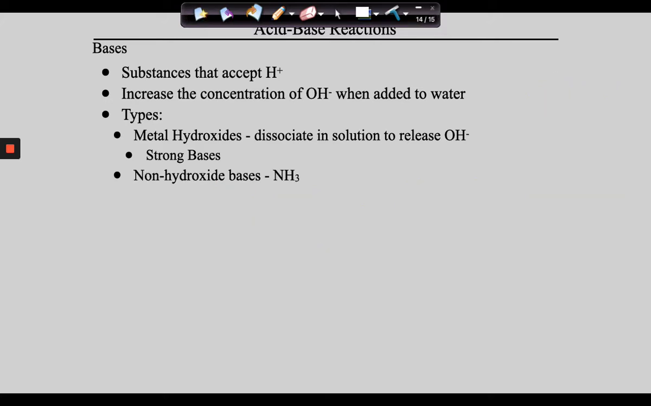But what about these? These are what are called the non-hydroxide bases. There's one that you need to know. It is ammonia. NH3. So, how does ammonia fit the definition of a base that we see at the top of the screen?